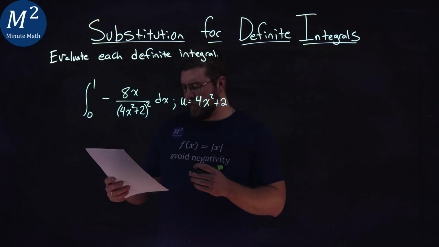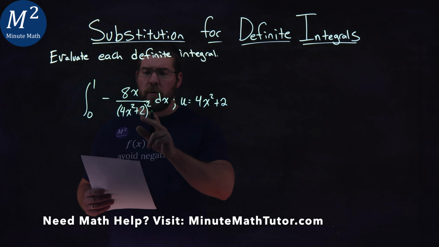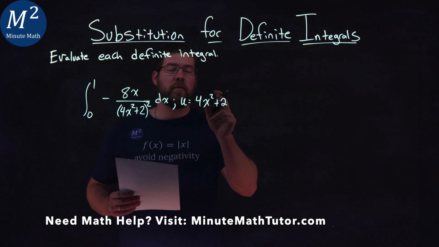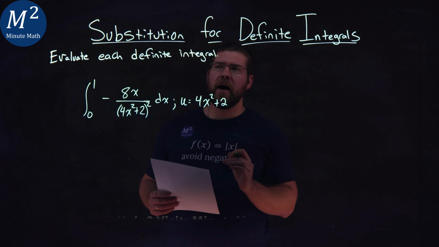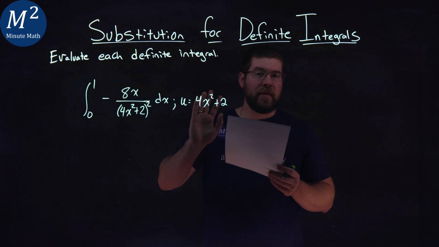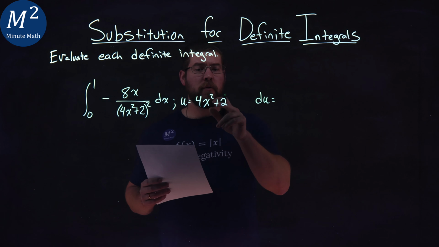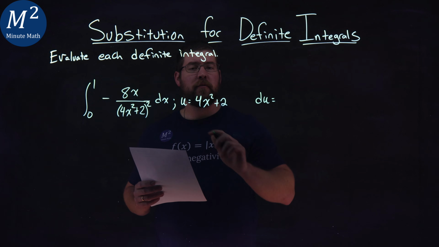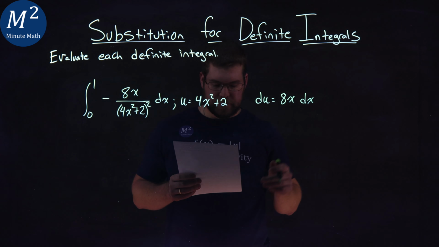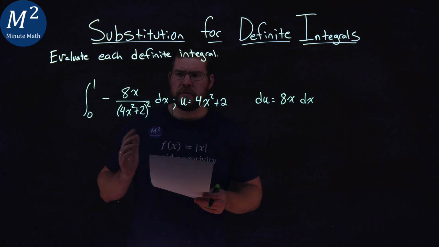We're given this problem right here, the integral from 0 to 1 of negative 8x over (4x squared plus 2) all squared dx, and we're given a u value of 4x squared plus 2, and we need to evaluate this definite integral. Now, they're already giving us the u value, so let's go find my du value. The derivative of 4x squared plus 2, we take the 2 times the 4, get the 8. We have an 8x, ignore the 2, it goes away, dx. Pretty simple du here.